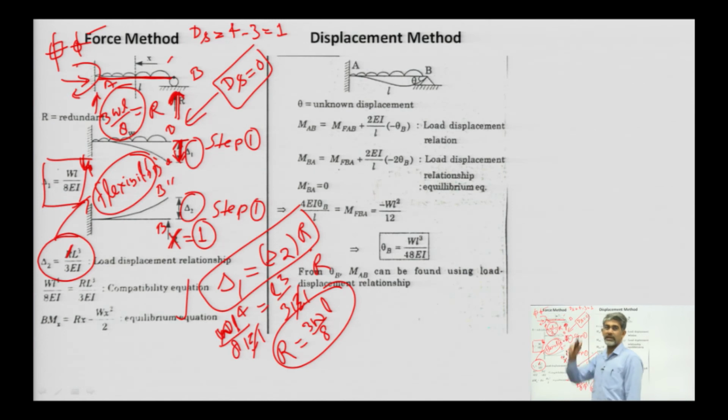Now the structure is determinate. After knowing that value, we can calculate the other unknown forces, the vertical, horizontal and moment. So this is the additional equation that we need to develop for analyzing the indeterminate structure. This is the concept of the force method.